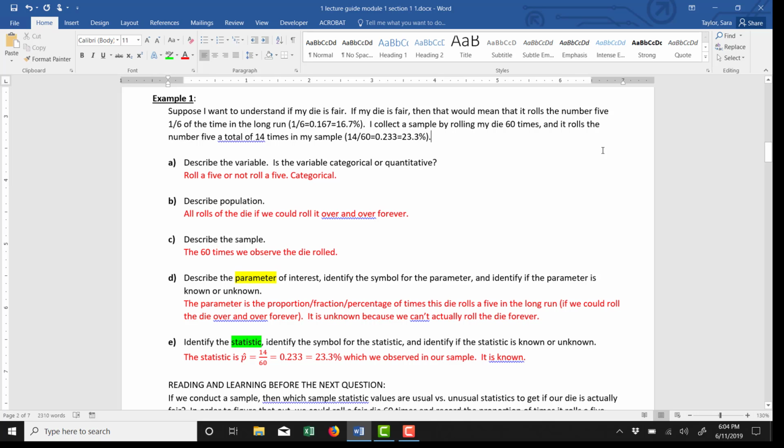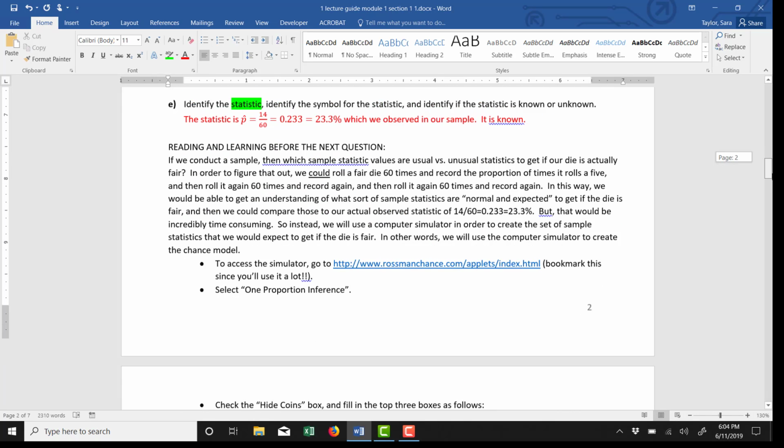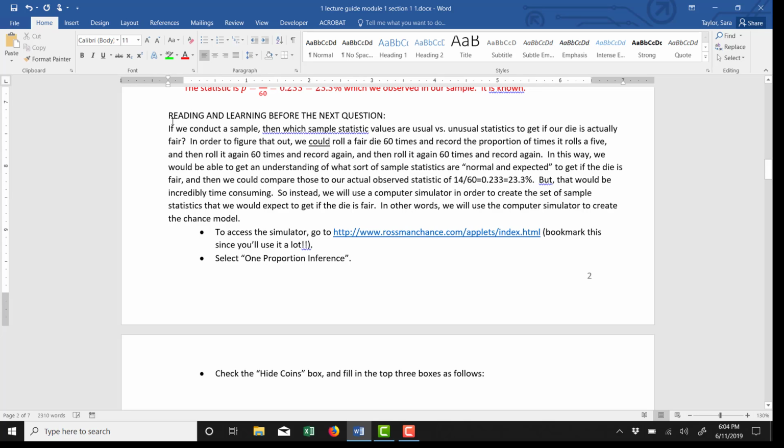All right, so I have a little bit of reading here in the lecture guide, so let's just go through that and then we'll answer the next question. It says, if we conduct a sample, then which sample statistic values are usual versus unusual statistics to get if our die is actually fair? In order to figure that out, we could roll a fair die 60 times and record the proportion of times that it rolls a 5.